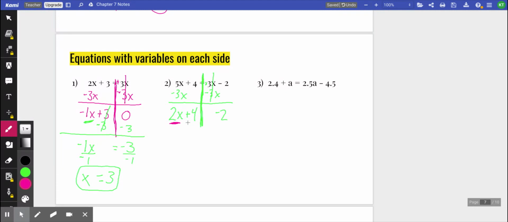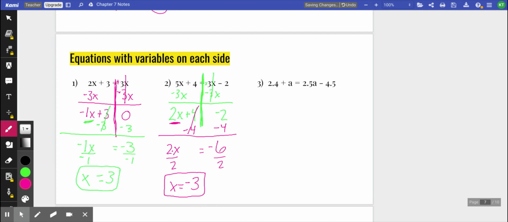So I want to inverse a positive 4 through subtraction, right? So here I'd have the 2x, 4 and negative 4 cancel. Negative 2 and negative 4 is negative 6. Divide both sides by 2, right? Because this is 2 times x. And negative 6 divided by positive 2 is negative 3, right?